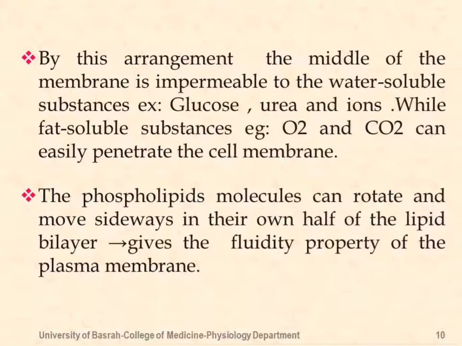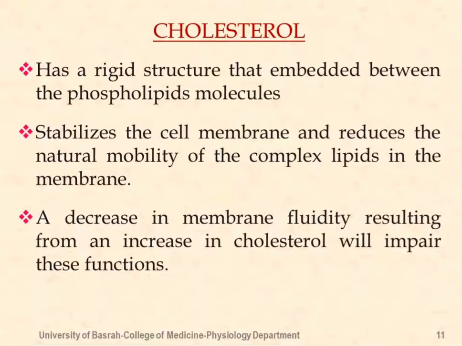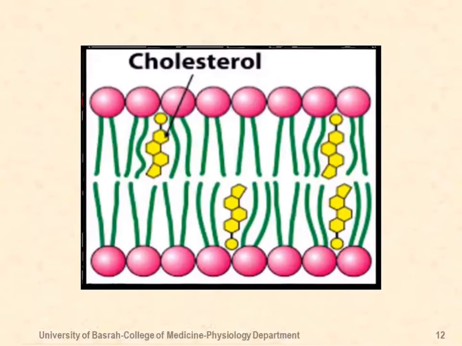The phospholipid molecules can rotate and move sideways in their own half of the lipid bilayer, which gives the fluidity property of the plasma membrane. We talk now about the cholesterol. It has a rigid structure that is embedded between the phospholipid molecules, stabilizes the cell membrane, and reduces the natural mobility of the complex lipids in the membrane. So, a decrease in the fluidity of the membrane results from an increase in cholesterol, and this is going to impair their functions. This is a picture of the cholesterol in the cell membrane.